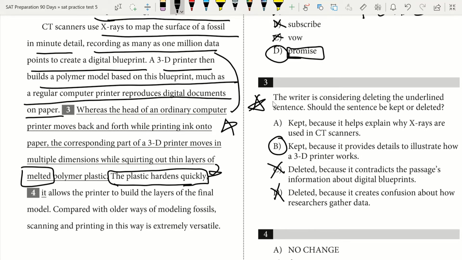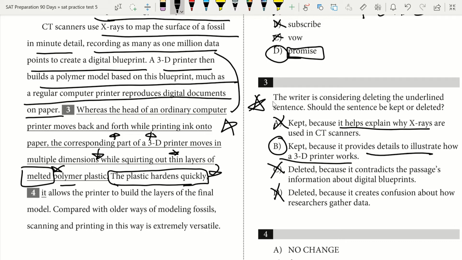It's talking about how that plastic is melted, it's polymer, and then we talk about how it melts quickly. So it's really illustrating how that printer works by including that the printer ink is similar to printing, the movement is back and forth, just like printing ink on paper, except that it's moving in multiple dimensions and squirting out thin layers of plastic. So really illustrating how that printer works. So that's going to be our best answer there.